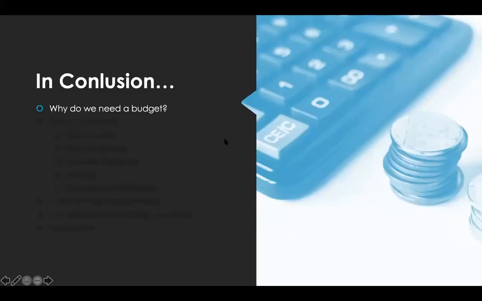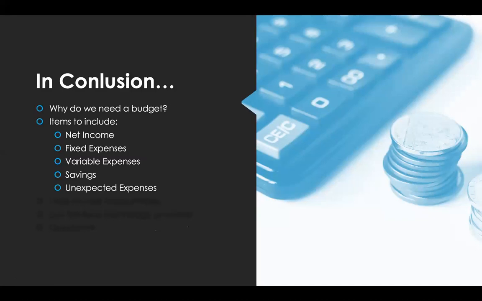So to wrap things up, why do we need a budget? Really, remember, knowing is half the battle. It gives you control, makes you aware, and it lets you properly plan for not only short-term expenses, but long-term expenses. So items to include in that budget. Remember, net income. It's what you get to keep. It's not what you make. Fixed expenses, variable expenses, savings, and then unexpected expenses.